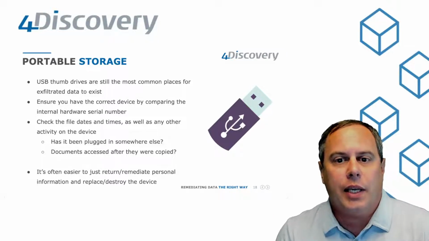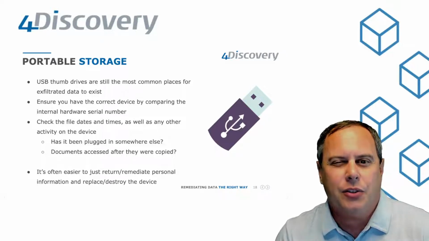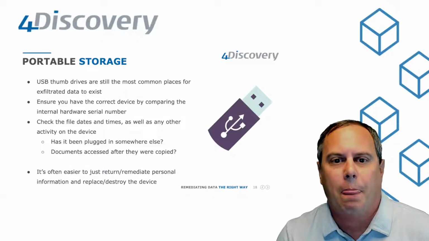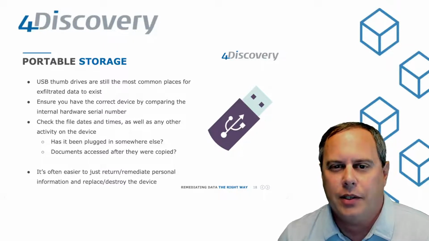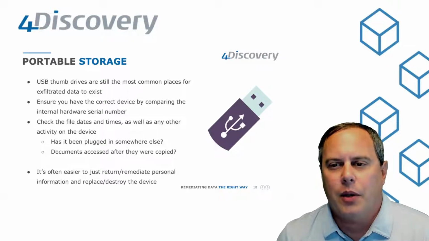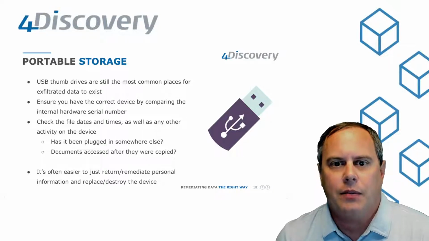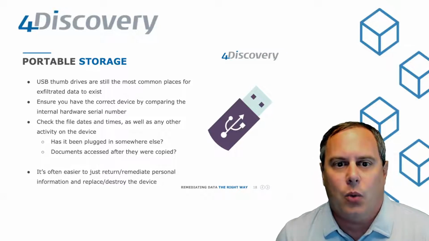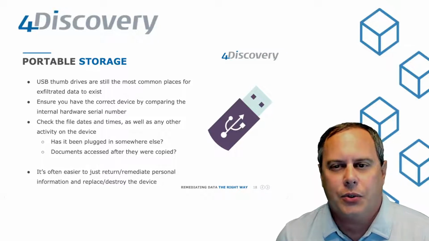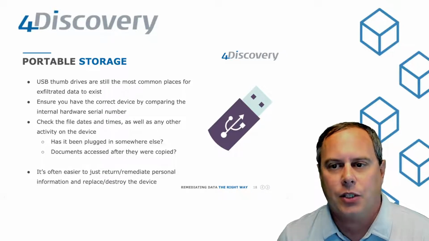When we're looking at USB storage devices, we want to make sure we look at the internal hardware serial number. Won't be printed on the outside of the device, at least not usually, but there are unique serial numbers to those devices. So 2 SanDisk USB thumb drives that look identical will have different hardware internal serial numbers. And we want to match those up to make sure we have the actual right device.